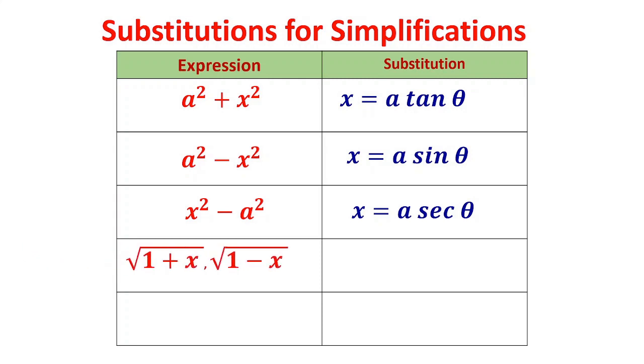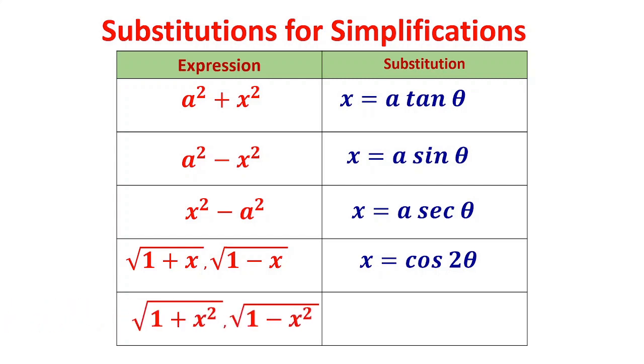Sometimes you may get root 1 plus x or root 1 minus x. Be careful. Here you put x is equal to cos 2 theta. Some books will tell you to put x is equal to cos theta also. More than enough. Therefore, you can put cos 2 theta. No submultiple angle will come.